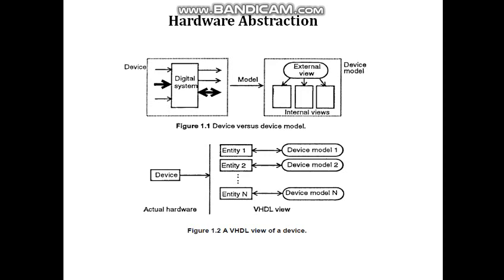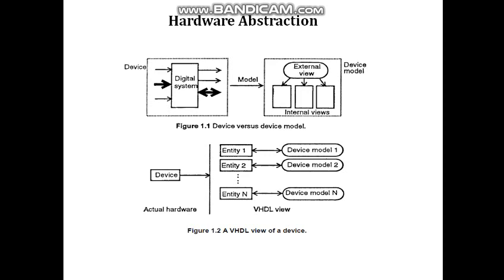The device to device model mapping is strictly one-to-many. That is, a hardware device may have many device models. For example, a device model at a high level of abstraction may not have a clock as one of its inputs, since the clock may not have been used in the description. Also, the data transfer at the interface may be treated in terms of, say, integer values instead of logical values.